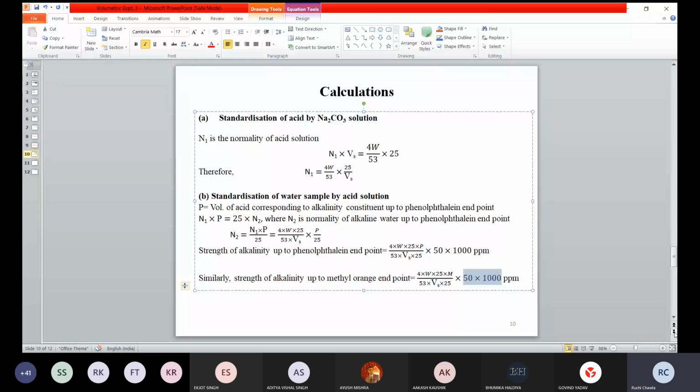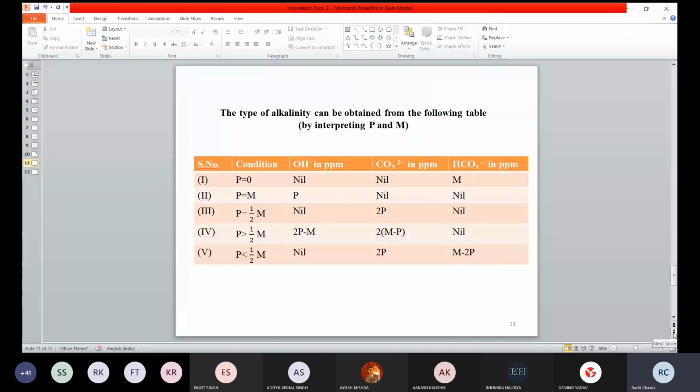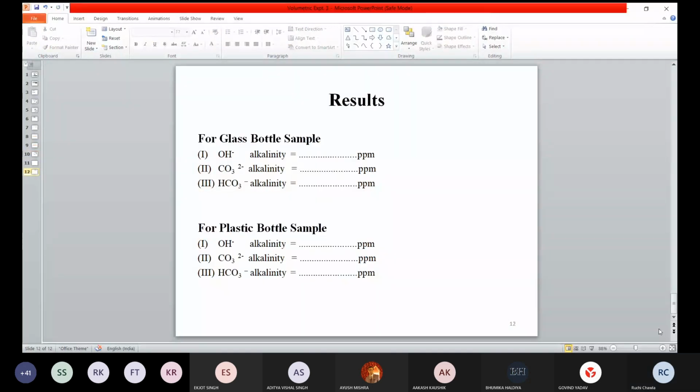This table you already know, and you will be drawing it again. Finally, you will report the results, as you can see on slide number 12. You will report the results independently for the glass water bottle and the plastic bottle sample. I hope the instructions for today's experiment are clear to everyone.